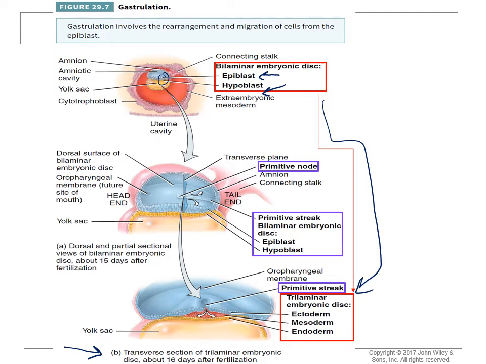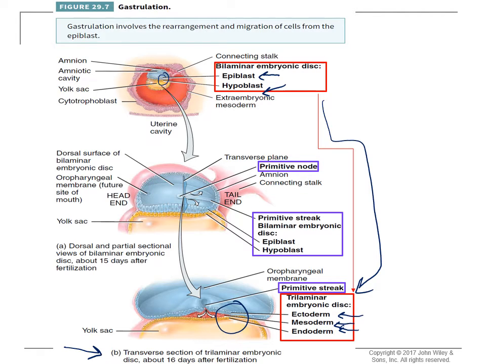And then it's going to make the 3 primary germ layers, which are the ectoderm, the endoderm, and the mesoderm. Those 3 layers. And then, like we said, these primary germ layers are going to be the major embryonic tissues from which the various tissues and organs of the body are going to develop.